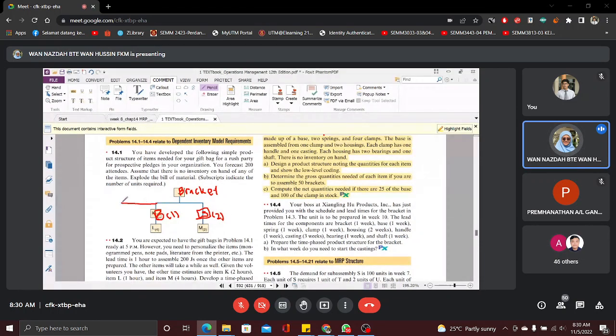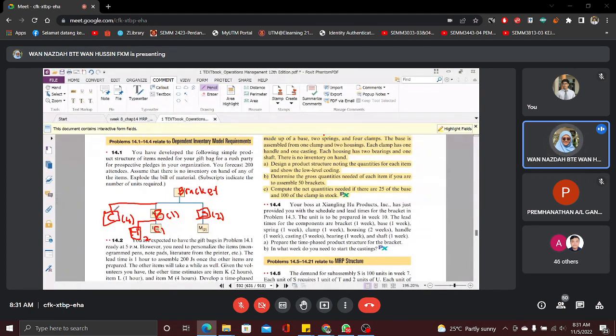So clamps kat sini eh. So clamp ni saya buat C. How many? 4. Okay, 4 clamps. Okay. The base is assembled from 1 clamp and 2 housing. So yang ni clamp 1, lepas tu housing H. H apa? Housing berapa? 2 housing. Okay. Okay, remember?